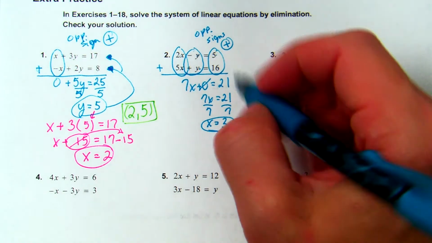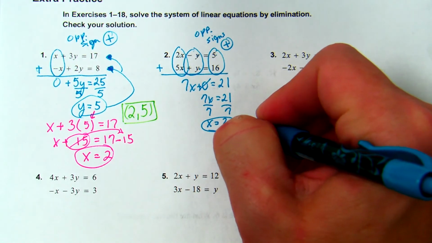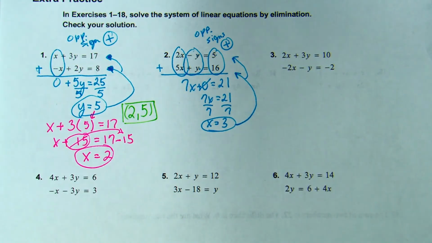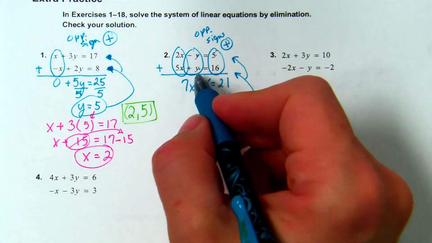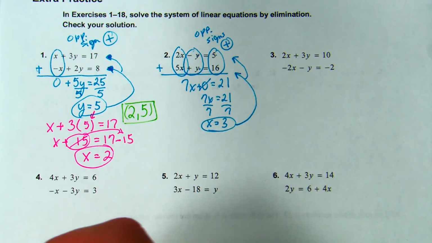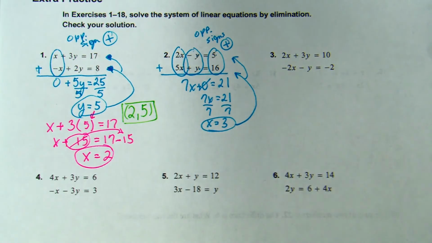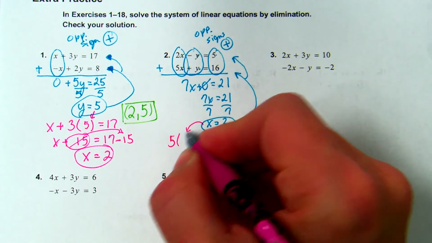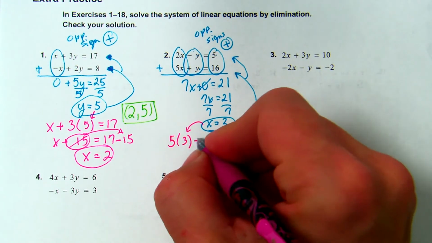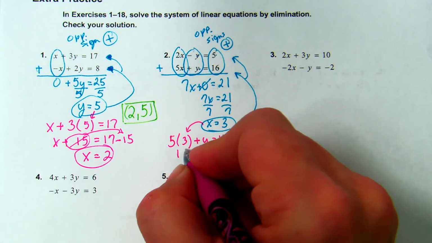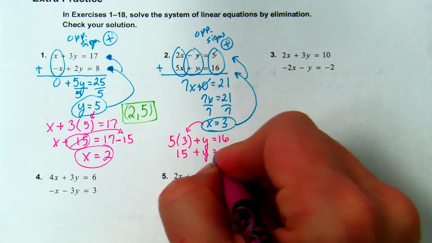And then again, I can take this and plug this in to either equation and find out my y value. And again, I'm going to take the bottom equation because the y is positive and it just makes it easier not having to divide out the negative in the end. So I'm going to take the bottom equation and I'm going to solve for y. 5 times the x value, which we found to be 3, plus y equals 16. 5 times 3 is 15, plus y equals 16.